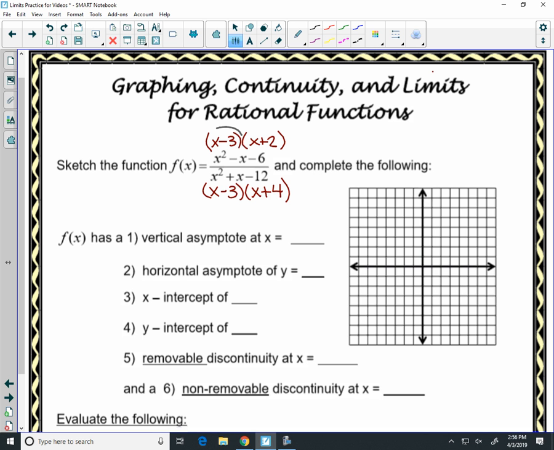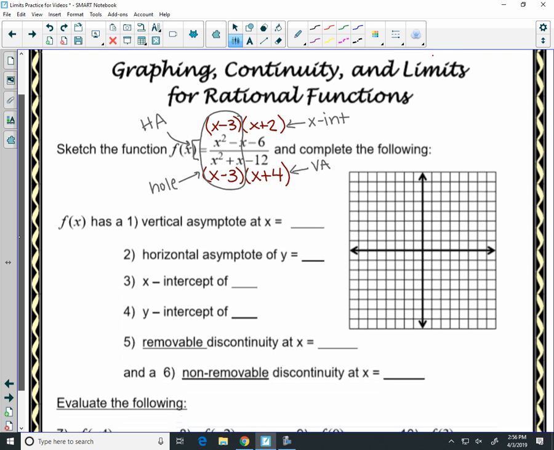So my x minus 3's can cancel. That means that I'm going to have a hole here. My vertical asymptote is going to come from the bottom. My x-intercept is going to come from the top. And the relationship here was x squared over x squared. That's same degree, so my horizontal asymptote is going to come from that relationship. So let's fill in our details now.